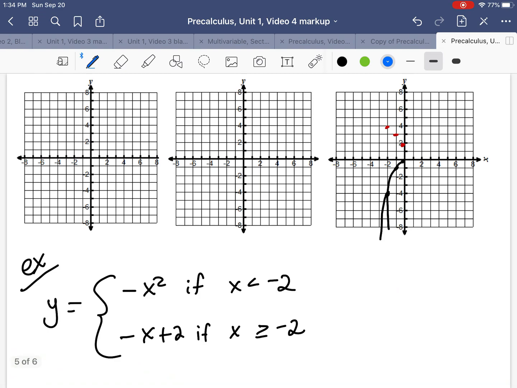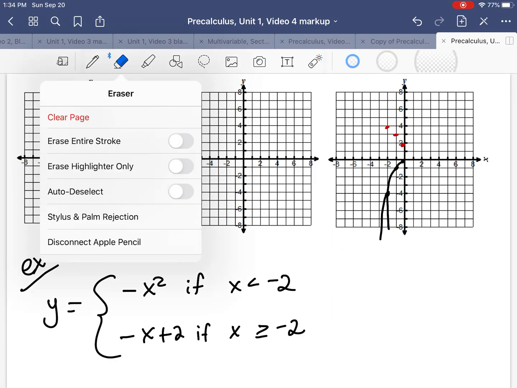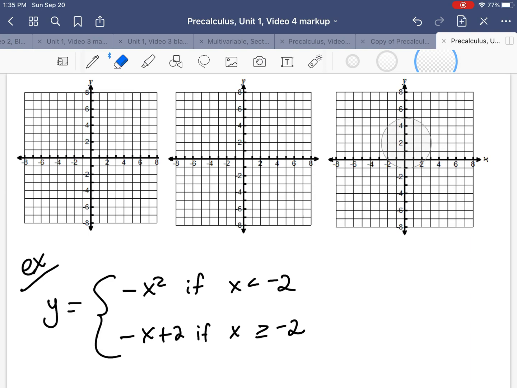All right, a couple more. Okay, so I have two problems again. One of them, if you recognize, this guy right here is a parabola. This one's a line. And so let me erase this little junk I was doing over here. I was trying to get an idea there. All right, so negative x squared.